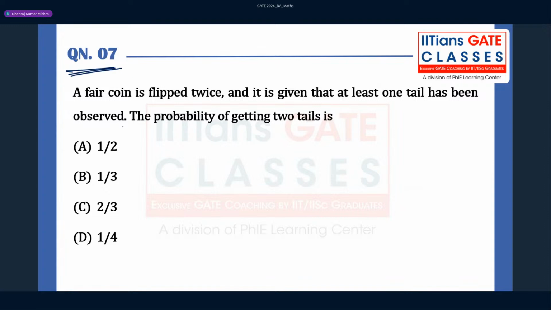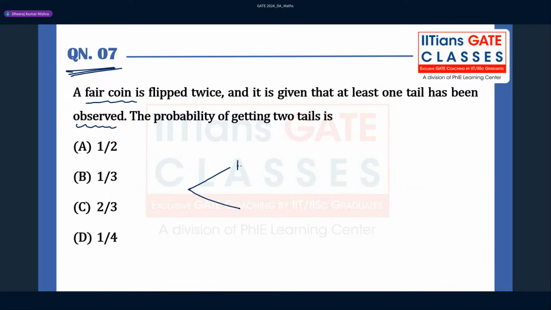A fair coin is flipped twice. Okay, a coin is flipped twice, and it is given that at least one tail has been observed. At least one tail has been observed. Okay, at least means what? There can be one tail, there can be two tails also, right? That is very important to keep in mind.